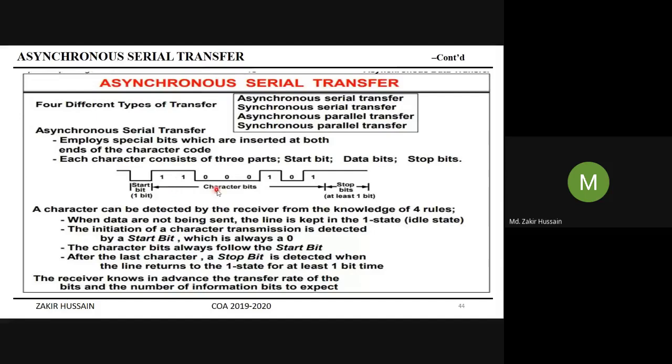So this is a character. These are the character bits: 1, 2, 3, 4, 5, 6, 7. In this example, a total of 7 bits are the actual message bits. And then this is also part of the message, so it means a total of 8 bits: 1, 2, 3, 4, 5, 6, 7, 8. These 8 are the character bits. And then finally, this is the stop bit.